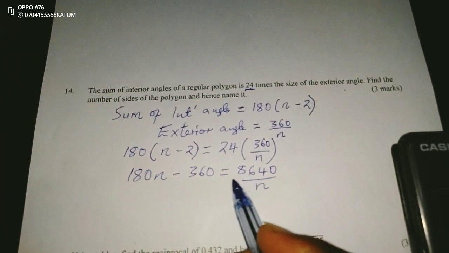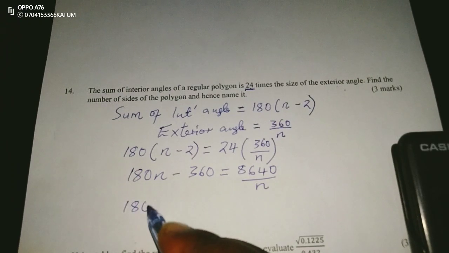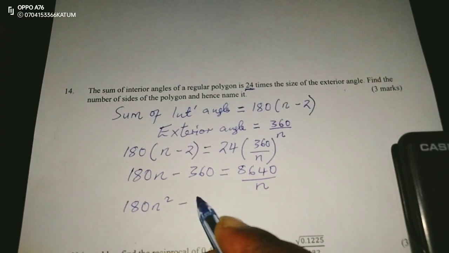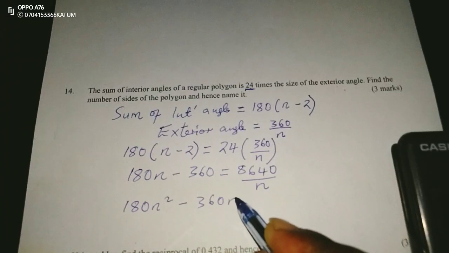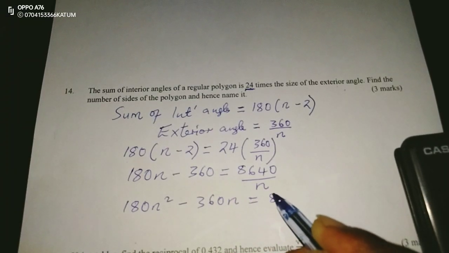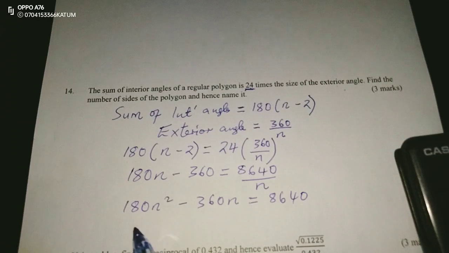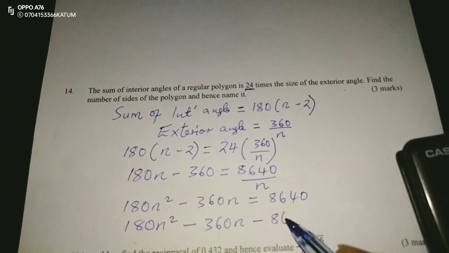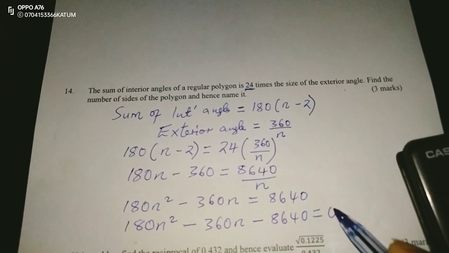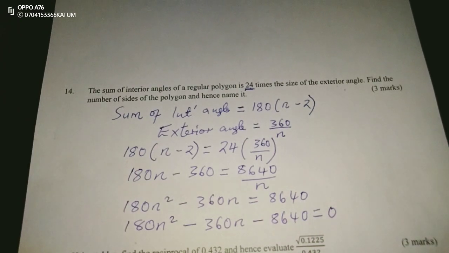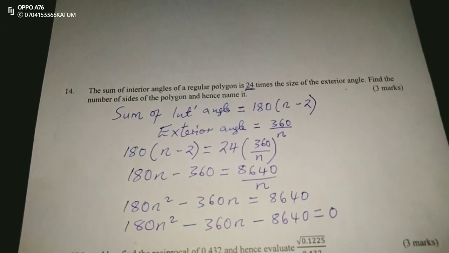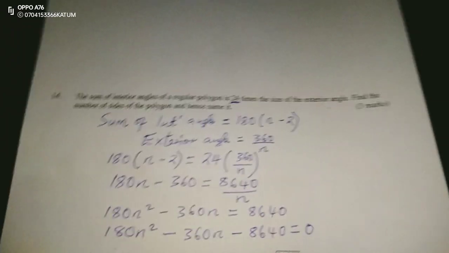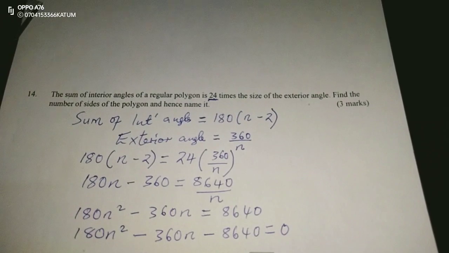So when we multiply everything by n, 180n will be squared, minus 360, this becomes n, equals to 8640. This means 180 n squared minus 360 n minus 8640 equals to 0. And the equation now becomes quadratic. So we can solve the quadratic equation, though before solving we can make it to be in a simpler form.